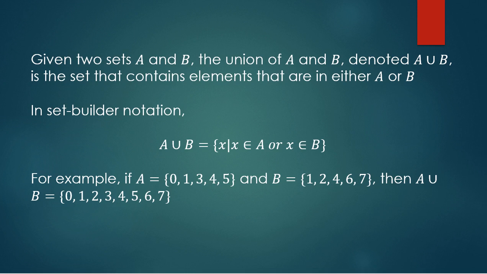So 1 is in B. That's already in our union. So that's fine. 2 was not an element of A, so we have to include that in our union as well. 4 was in A, so it's already in there. 6 was not in A, so we include that in our union. And then 7 was not in A, so we include that in our union as well. So A union B in this case is 0, 1, 2, 3, 4, 5, 6, and 7.